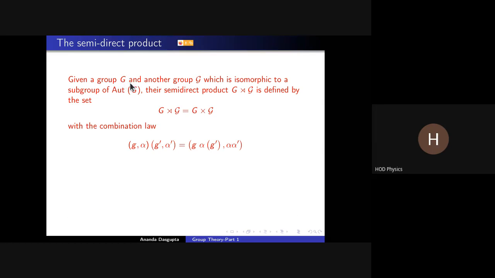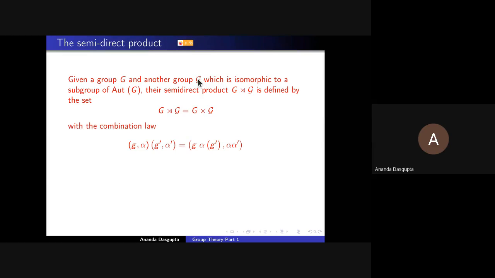So a semi-direct product cannot be formed between any two groups. It has to be a group G, and another group, curly G, which is isomorphic to a subgroup of the automorphism group of G. In other words, elements of curly G should be able to act on the elements of capital G. Okay.